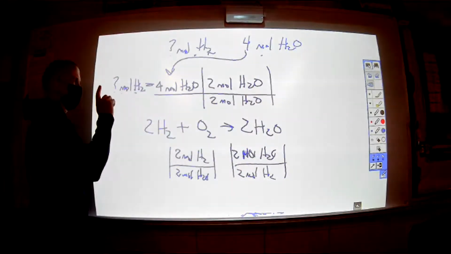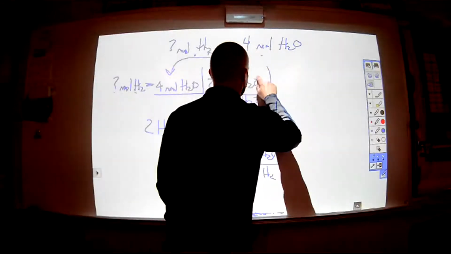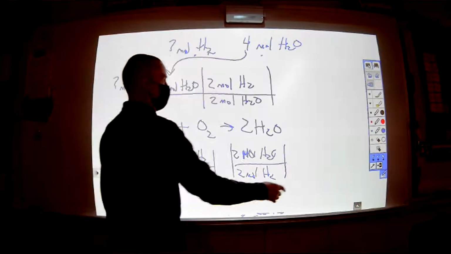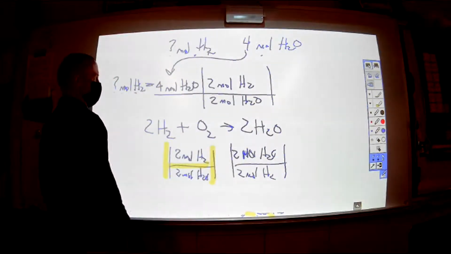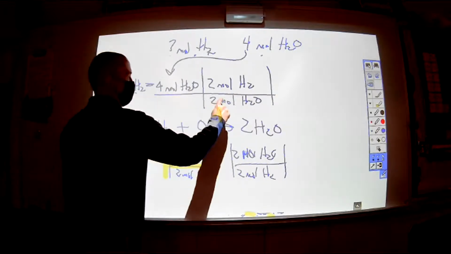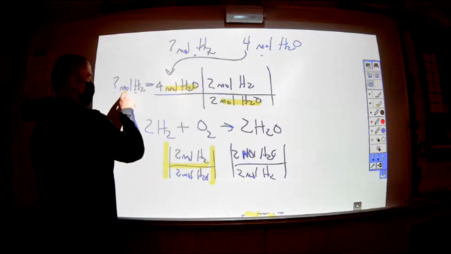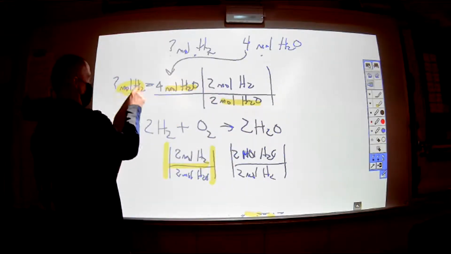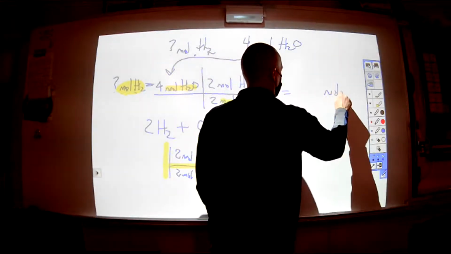Is our prediction going to be correct? Oops, it's H2. Yeah, let's put that correct. Thank you. Good eye. H2 over H2O. We're picking this conversion right here. Now, moles of water cancel out with moles of water. We're trying to convert to moles of hydrogen, so moles of hydrogen will be what is left here.